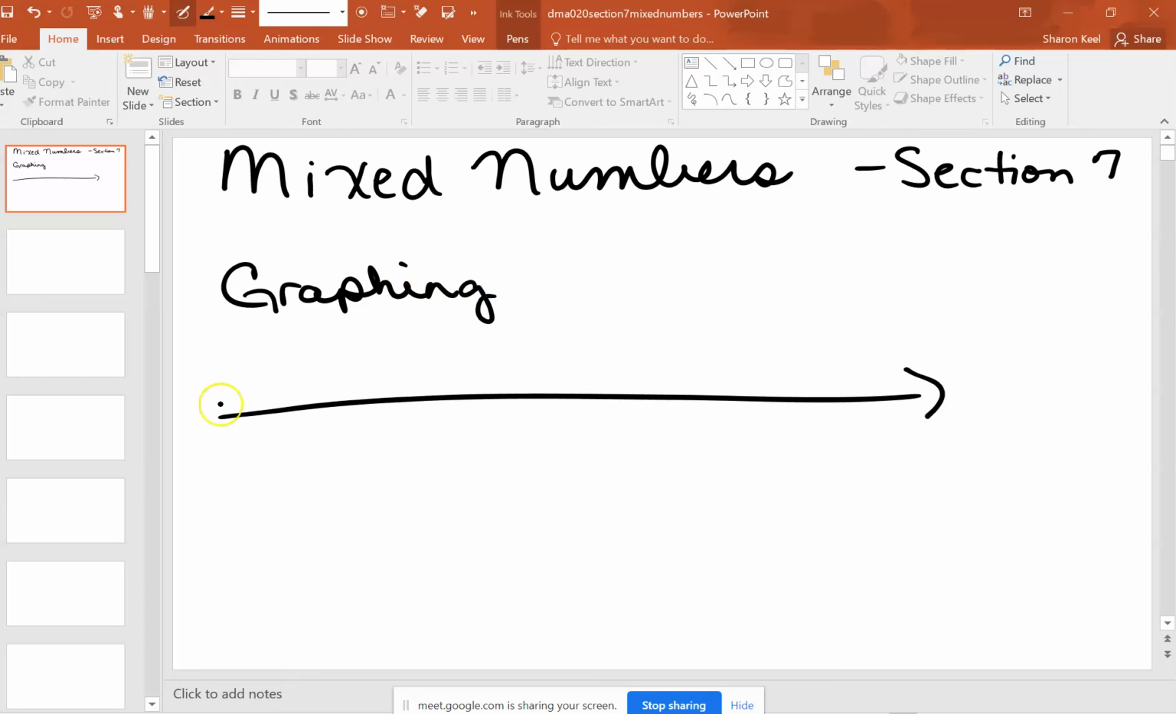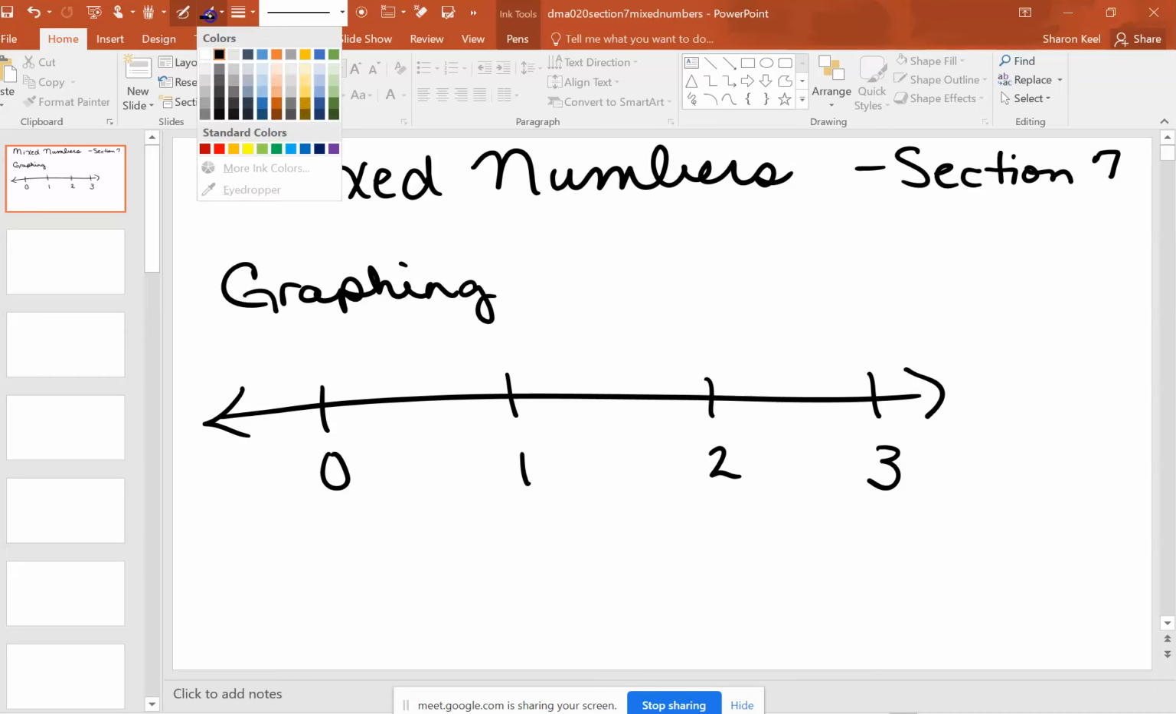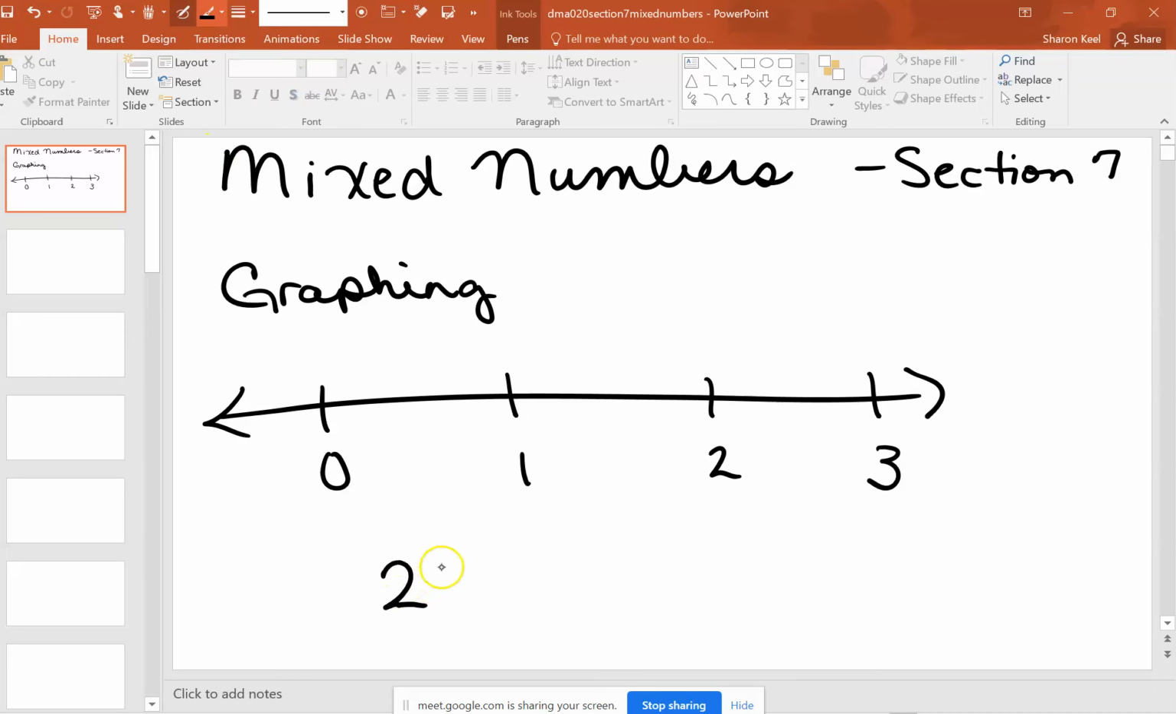If you are graphing a mixed number, let's say, for example, we want to graph the number 2 1/2. First, we look at the whole number, and I'm going to move to the number 2. Then my fraction is a half. So on the graph, you would look to see if there's a mark for a half. If there's not, you can make your own. Halfway between 2 and 3, we would just put a little tick mark right here in the middle.